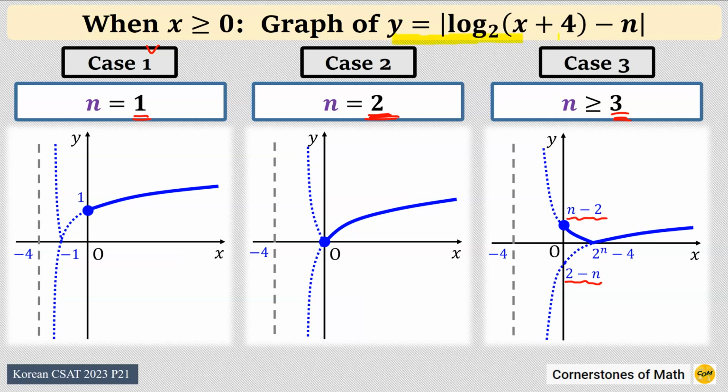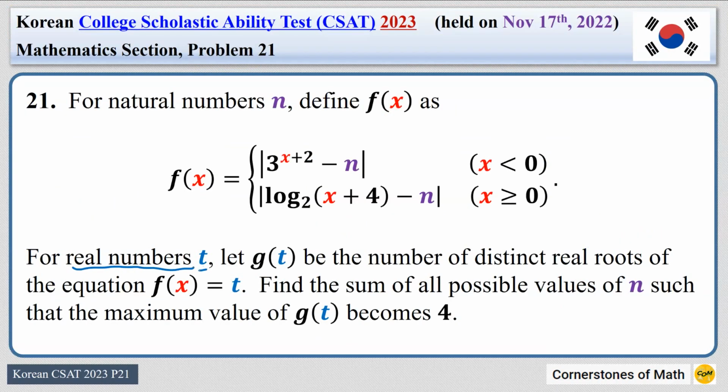Right, so we have obtained the graph of positive x region as well. If we combine these with previously obtained graphs of negative x, we obtain the full graph of function f(x). But let us remind again what we are going to accomplish here. What was the problem again? For real numbers t, let g(t) be the number of distinct real roots of the equation f(x) equals t. Find the sum of all possible values of n such that the maximum value of g(t) becomes 4.